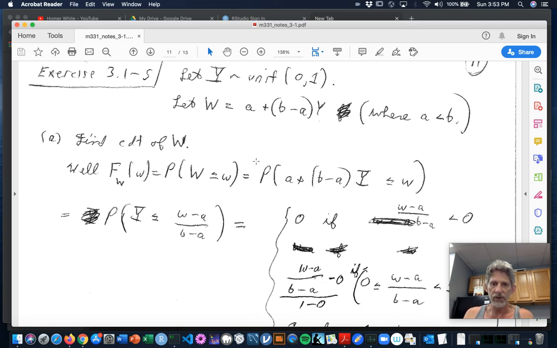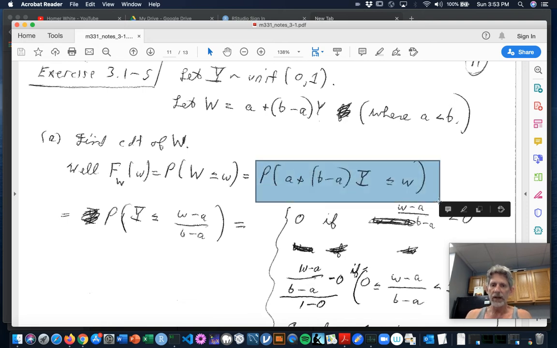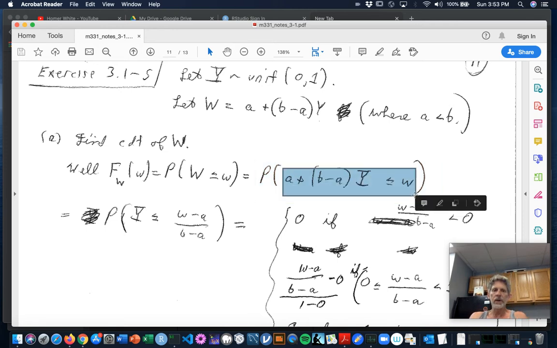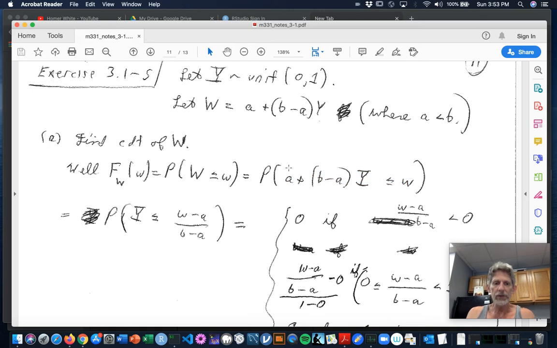And here's why that's such a great idea. Capital W is just a plus (b minus a) times Y. So I just plug that in, and the event of capital W less than or equal to little w is the event a plus (b minus a) capital Y less than or equal to little w. I can take that algebraic inequality and solve it for capital Y.